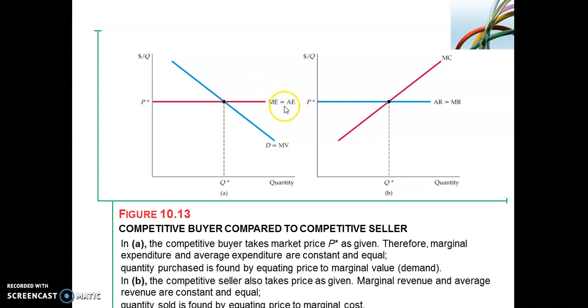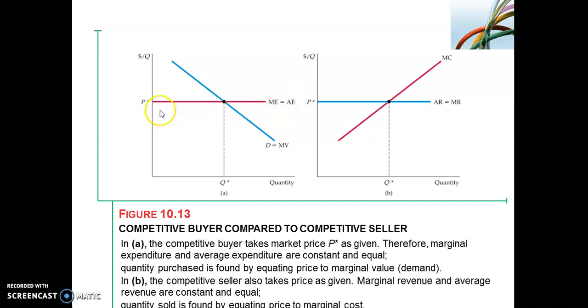We have already defined what marginal expenditure and average expenditure are. You can see in the figure in part A that the price P star is equal to the marginal expenditure, ME, and that's equal to the average expenditure. This is for a competitive buyer. The buyer cannot influence the price, they are price takers. Hence the extra cost and the average cost of every unit is the same, and it is equal to the price. Hence P is equal to ME and AE.